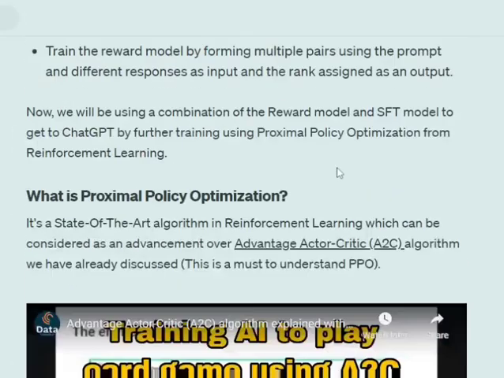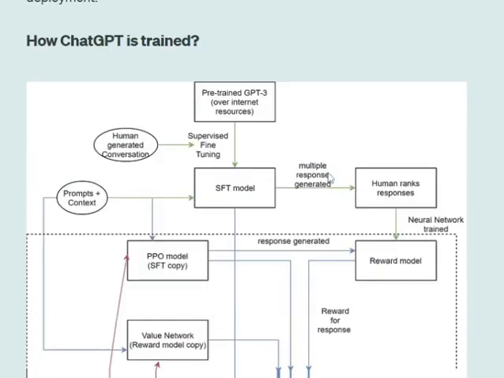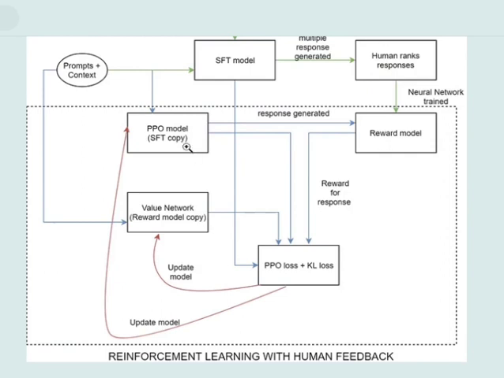So, just recapitulating the whole diagram once: we take a pre-trained GPT-3 model, then using human-generated conversations, we do supervised fine-tuning, getting us a supervised fine-tuned SFT model. Now using prompts plus historic context, we feed this SFT model and generate multiple responses, and then humans rank these responses to get us a reward model, right? Now this reward model is used in the reinforcement learning environment, where we have the PPO model, which is the SFT copy, and the value network, which is the copy of the reward model.